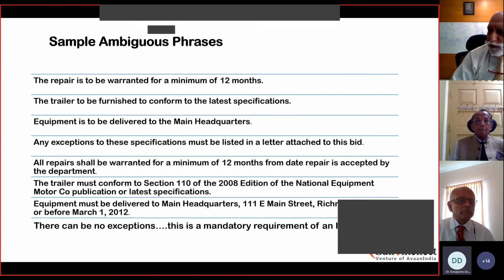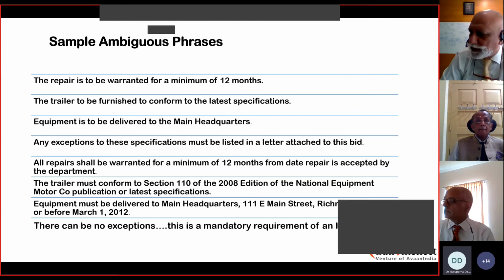Equipment must be delivered to the main headquarters. That's fine. There can be no exceptions. This is a mandatory requirement. Again, a very vague statement, because exceptions have to be defined whenever there is a tender. Otherwise, it will end up into a conflict, a dispute.